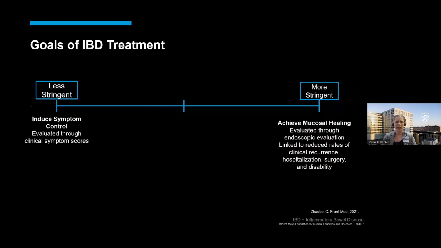So previously there were less stringent treatment goals, and that really was more based off of symptoms, inducing more symptom control. We now know that that is not necessarily enough to reduce the risk of future complications. So we've moved on the spectrum to more stringent goals, with really the aim to achieve mucosal healing, most often assessed through endoscopic evaluation.